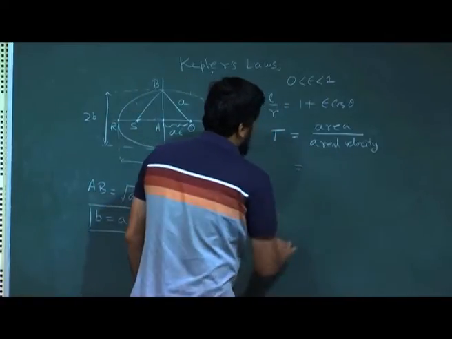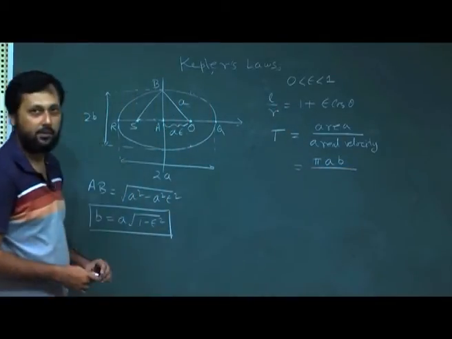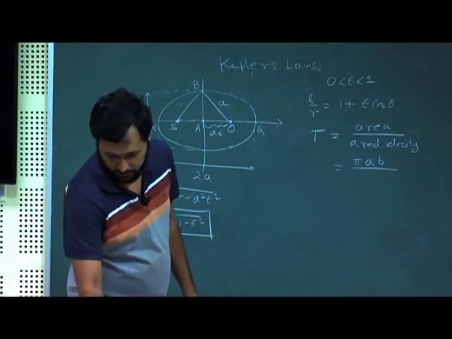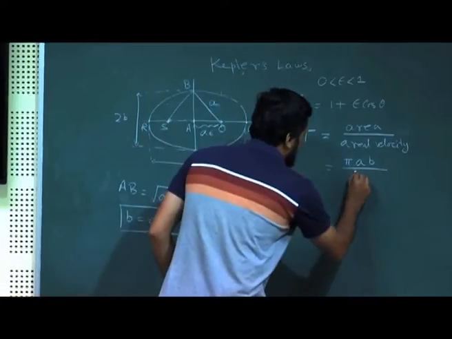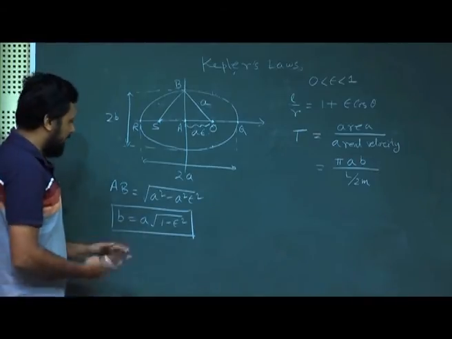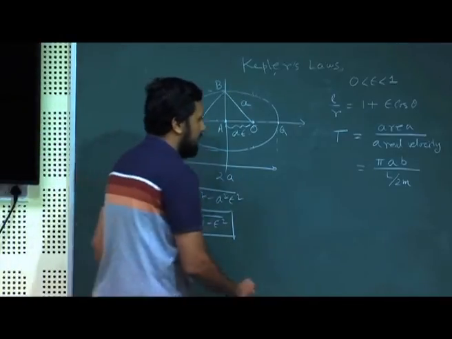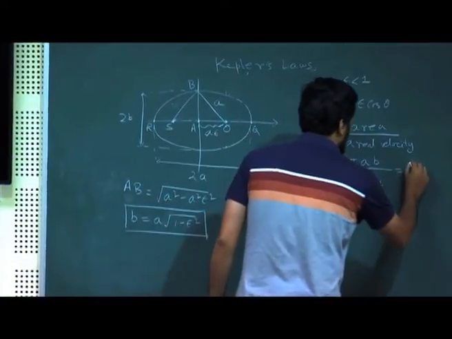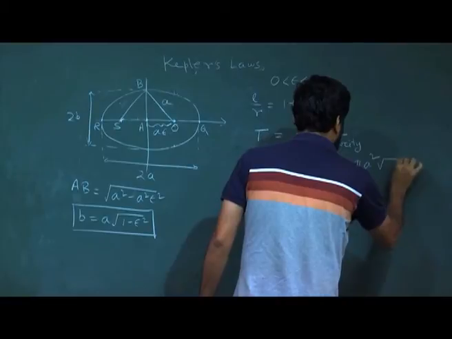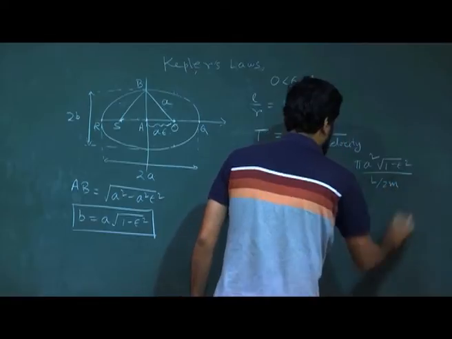Now, what is the area of an ellipse? It happens to be given by pi AB, that you know from your geometry lessons. And areal velocity, we have already derived an expression for, and the expression is L by twice m, which is constant for any central orbit. Right. Now, you see, if I replace this for B, we immediately get pi A square into root over 1 minus epsilon square divided by L by twice m.